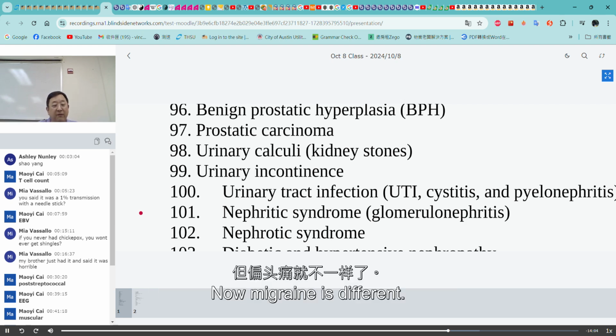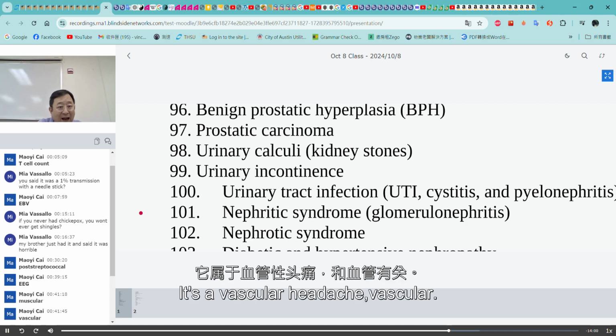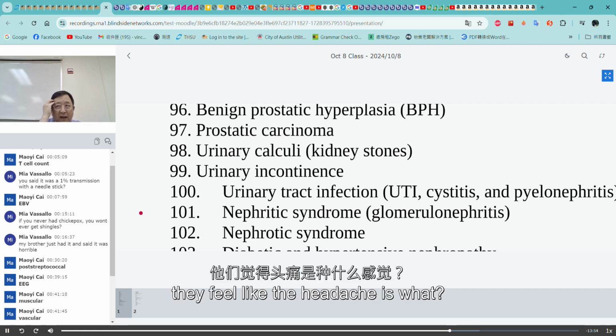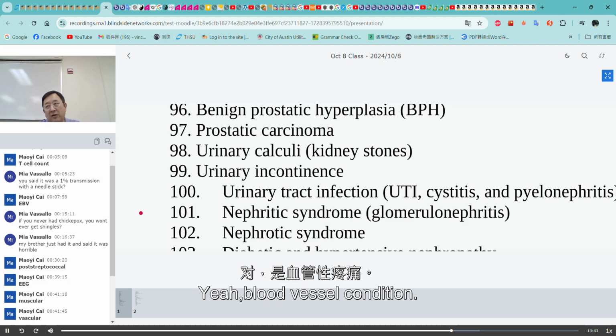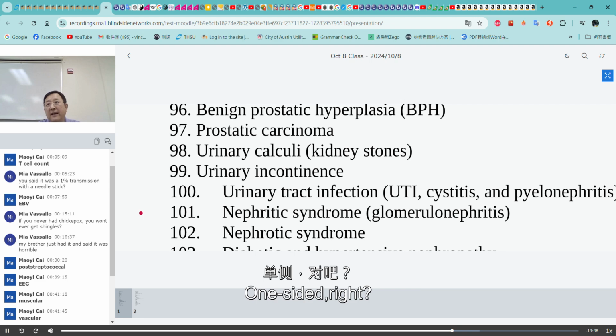Now, migraine is different. Migraine headache, based on its nature, is a vascular headache. Vascular. What do you mean? It's the blood vessel. So people who have a migraine headache feel like the headache is pulsating. Pulsating. Jumping. You have a pulse. It's a blood vessel condition. And then migraine headache, we know that typically it is one-sided, right? On one side.